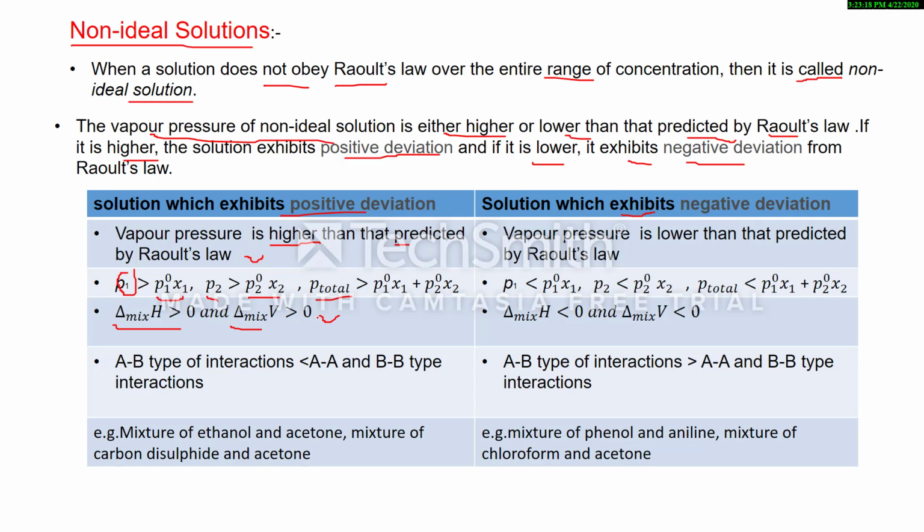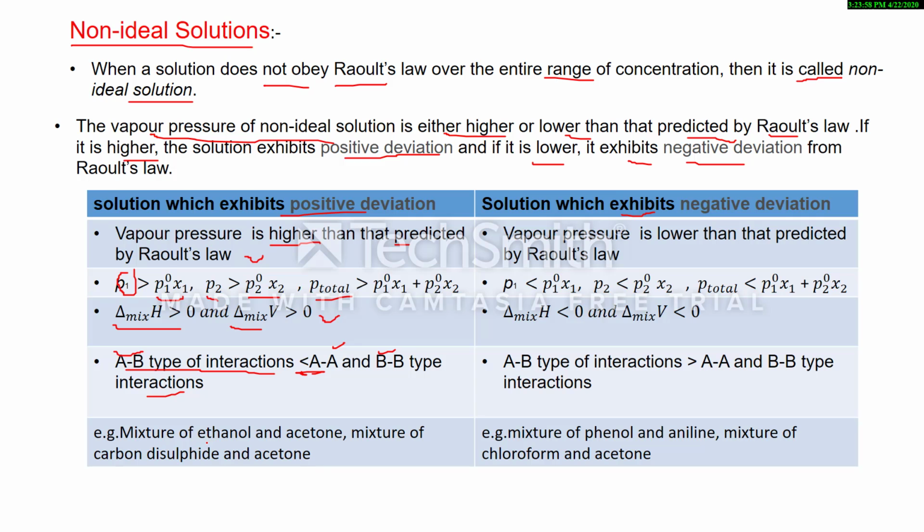What about at molecular level? In this case, the AB type of interactions are smaller than AA and BB type interactions. It means when we mix A and B, new interactions arise between A and B, that is AB type interaction. The magnitude of this AB type interaction is lower than AA and BB. That's why from this solution, the molecules can escape easily and form more vapors. That's why their vapor pressure is higher.